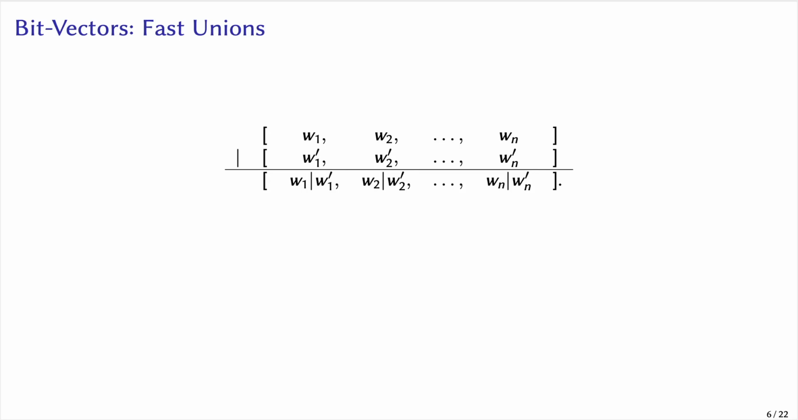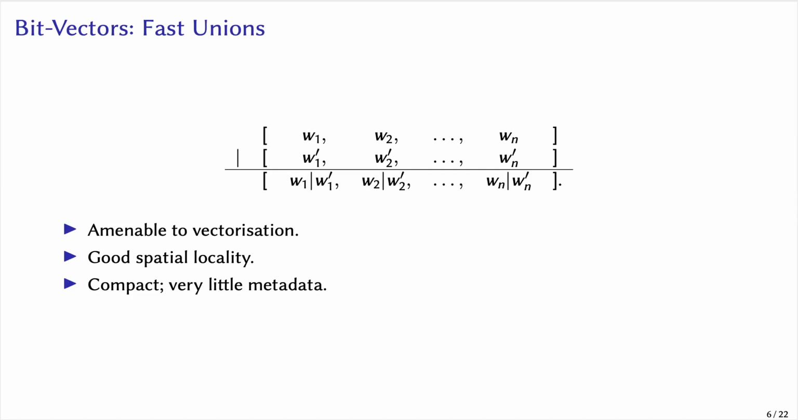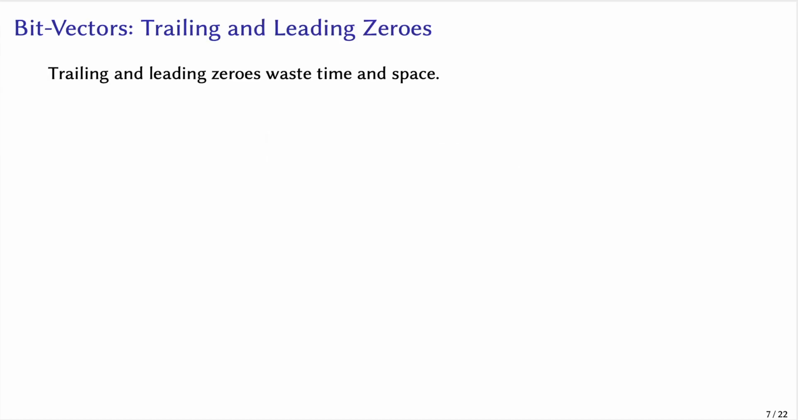Simply, given 2 bit vectors, the resulting union is made up of the result of the bitwise OR operation between each pair of words. This is extremely amenable to vectorization, has good spatial locality, and is compact. Neither operands nor the result require much metadata to fiddle with. One downside of bit vectors is the wasted space in the form of 0 words. Unset bits are practically dead space. This can be solved through sparse bit vectors, which we discuss in our paper.